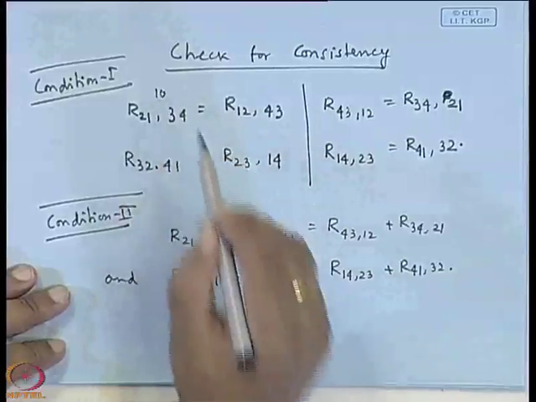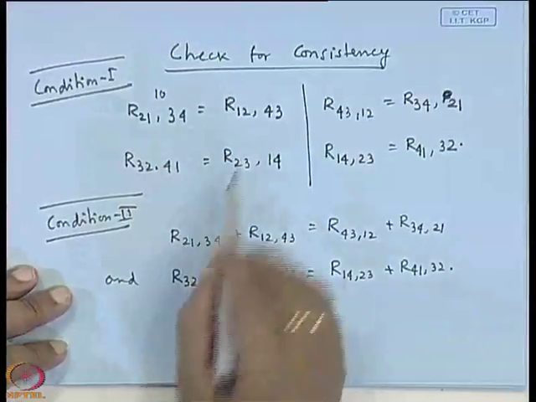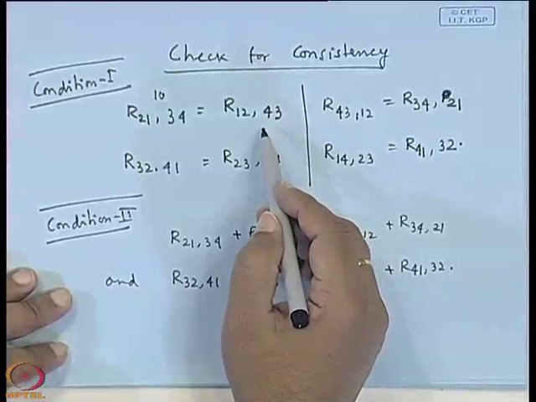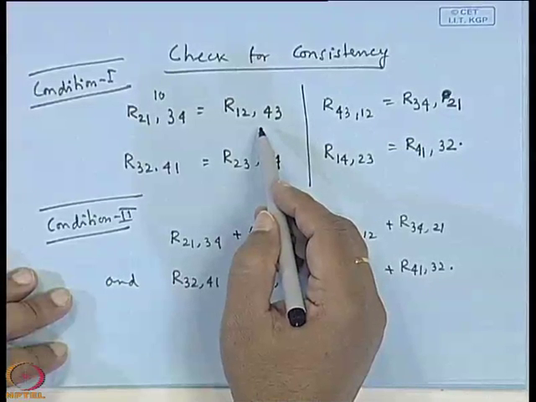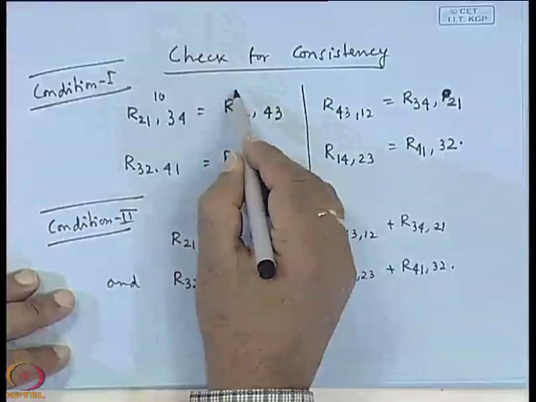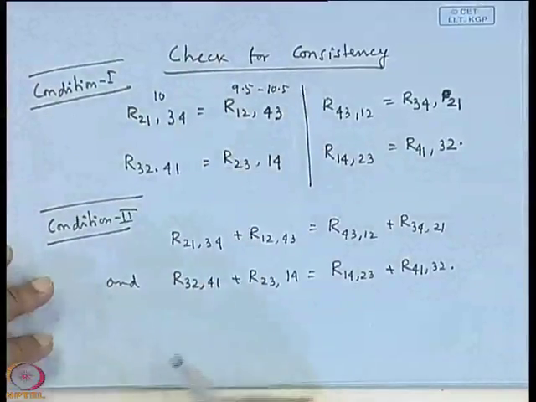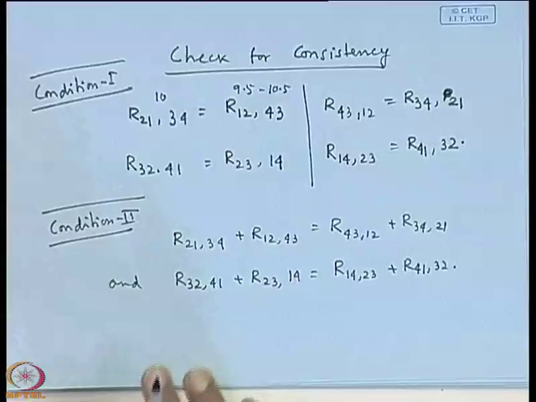What is more than 5%? Suppose this is 10. What should be the value of R1243? 9.52 at the most. If you want precision, 9.7 to 10.3. So, if it is 10, its value must be within 9.5 to 10.5. Such kind of precision is required and we can allow tolerance up to that limit.